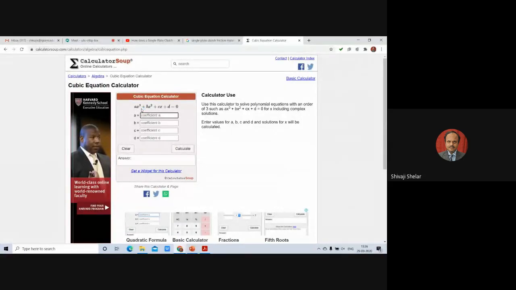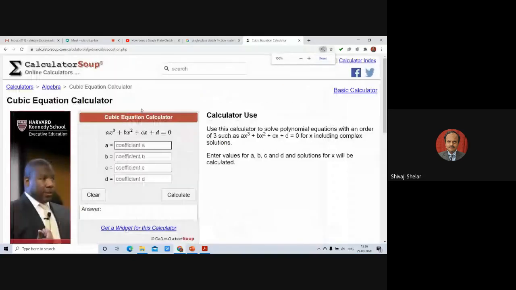Plus d is equal to 0. So this is a cubic equation. Now let's compare this equation with respect to our equation and write down the coefficients from our equation. What is the value of a? So there it is y cube. So a is equal to 1. So we will put the value of a as 1.